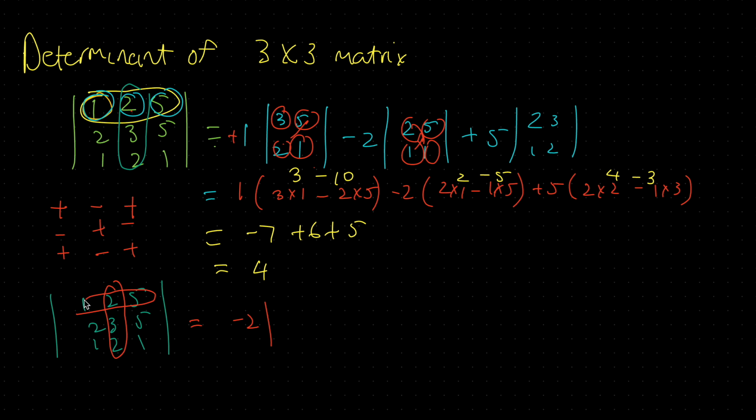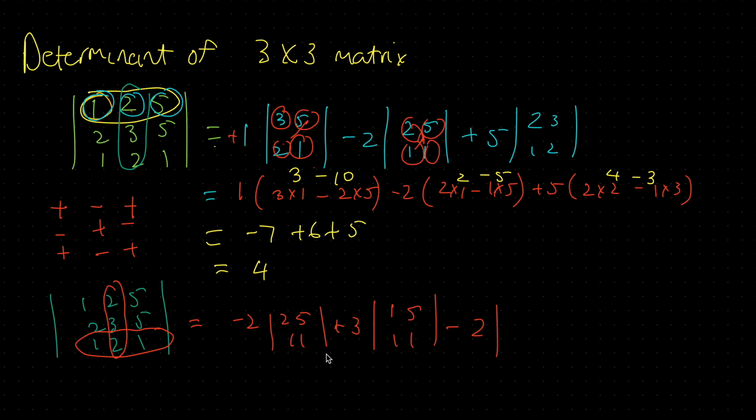So remember, we take this row and column, and what's remaining is the cofactor, which is 2, 5, 1, 1. And the next one is going to be positive 3. And the cofactor is all elements that are not in this row or column, which is 1, 5, 1, 1. And the last element is minus 2, in this case, that 2 over there. And the cofactor is the elements that are not part of this row and column, which is 1, 5, 2, 5.